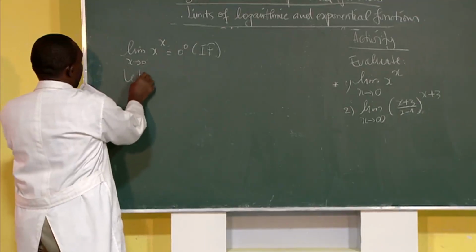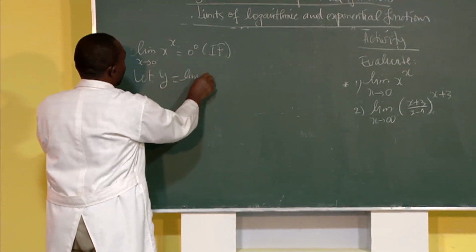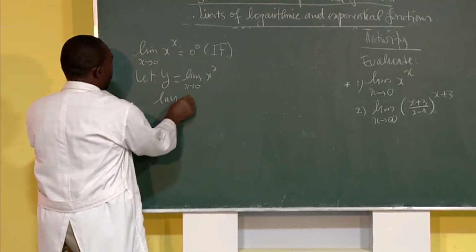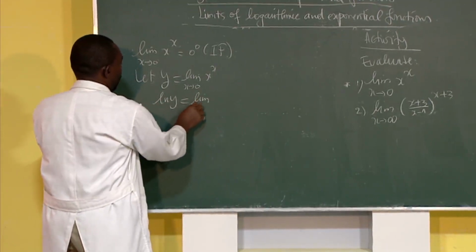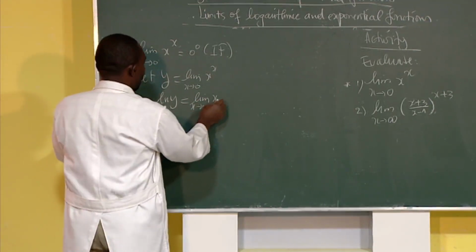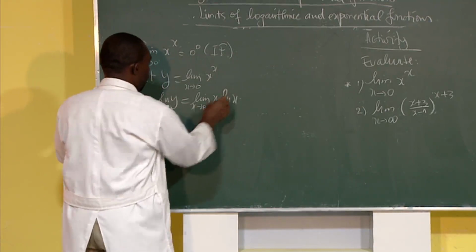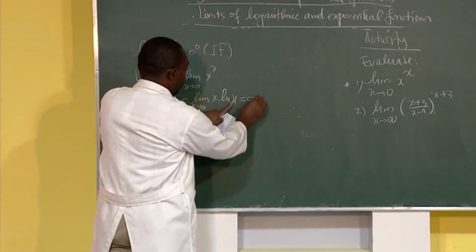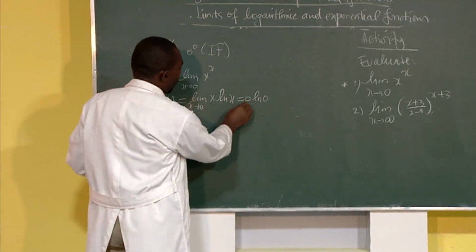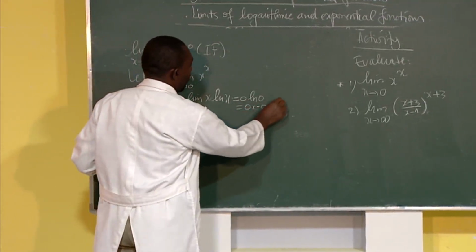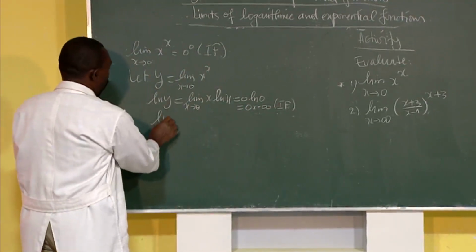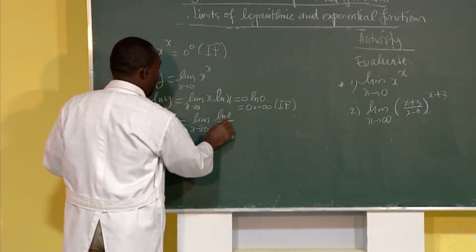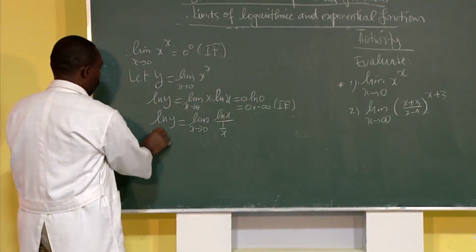So we let y equal the limit of x power x as x approaches 0. This is ln of y, which is equal to the limit of x approaching 0 of x ln of x. Introducing 0, you have 0 times ln of 0, which is negative infinity. This will be 0 times minus infinity, and this is indeterminate. So we'll be having ln of y equals the limit x approaching to 0 of ln of x divided by 1 over x, and you apply L'Hospital's rule.